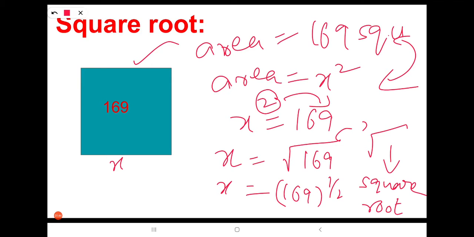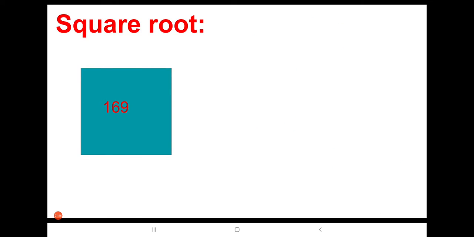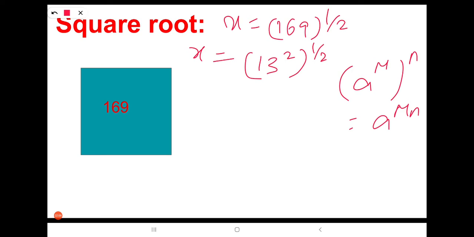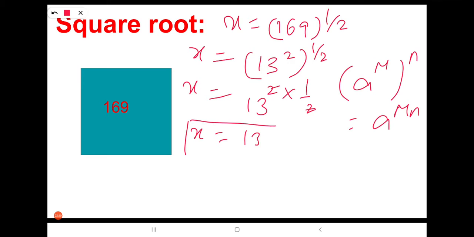Next, x is equal to 169 whole power 1 by 2. This we can write as 13 square whole power 1 by 2. So we have one property, a power m whole power n is equal to a power mn. So x is equal to 13 power 2 into 1 by 2. The 2 gets cancelled, x is equal to 13, the side of the square.